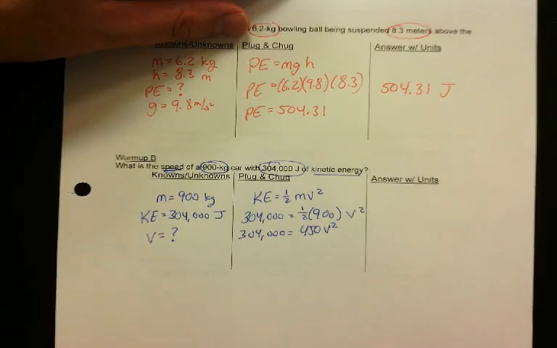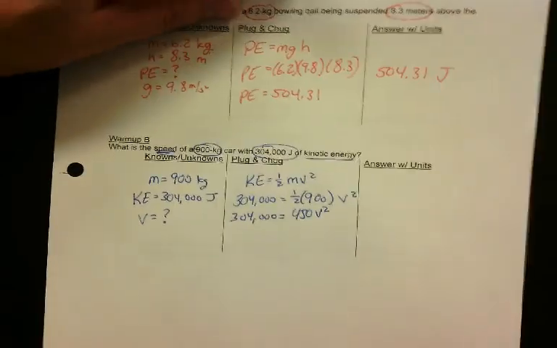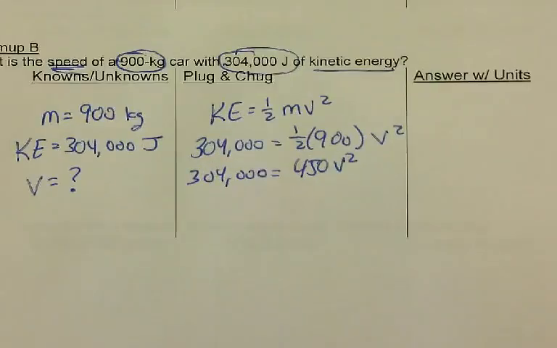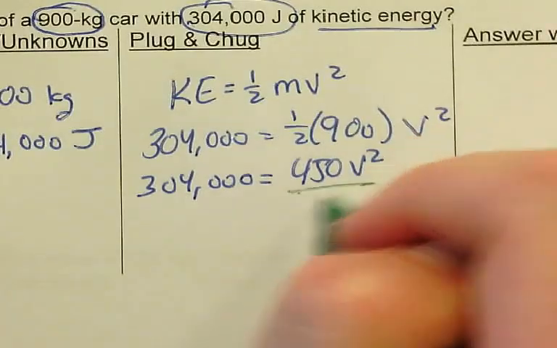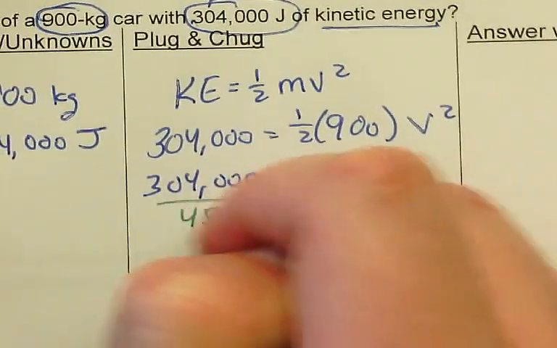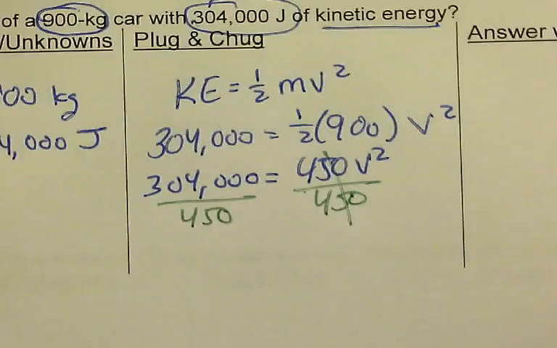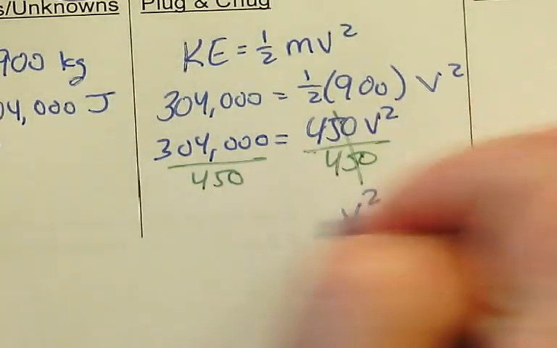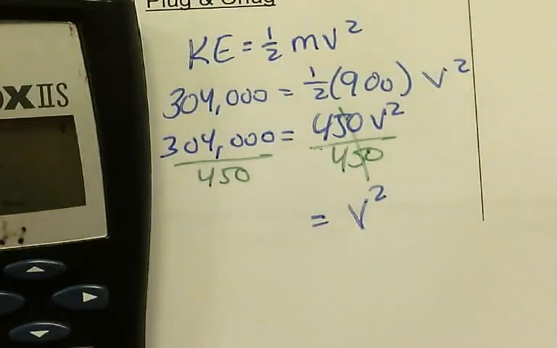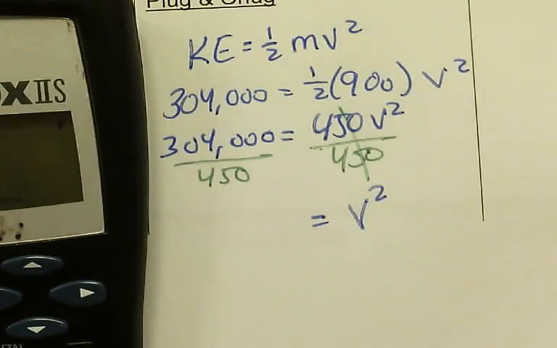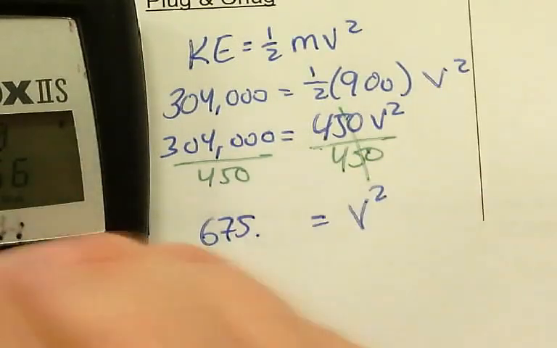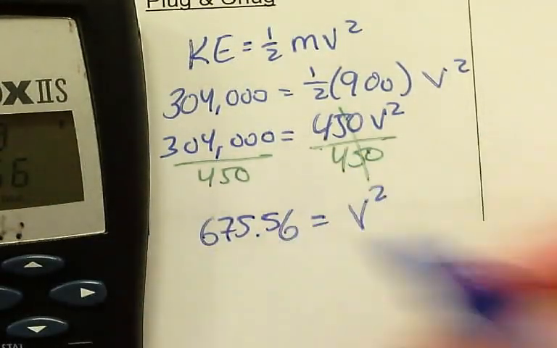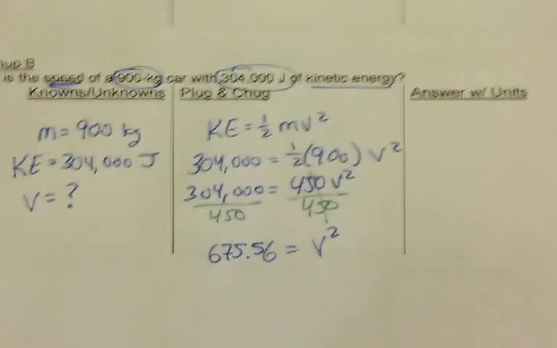Now, how do you solve this? Well, I'm trying to get v by itself. It's going to be a multi-step problem. The first thing I'm going to do is get rid of that 450 by dividing both sides by 450. All that's left on this side now is v squared. And on this side, it's 304,000 divided by 450, which is 675.55555, so rounded to 2 decimal places, 675.56. Now, is that my velocity? No. That's my velocity squared.